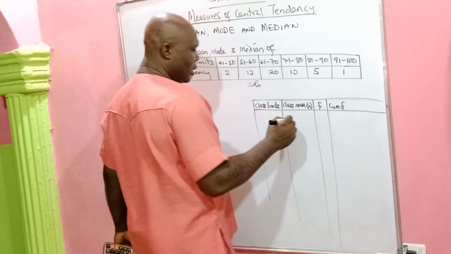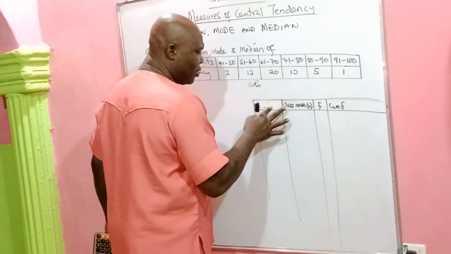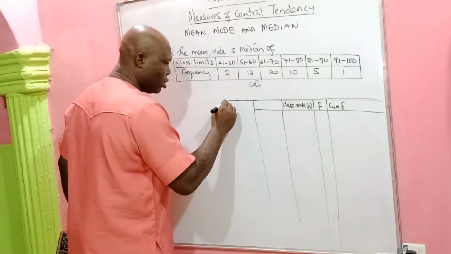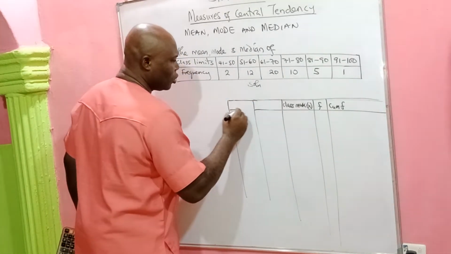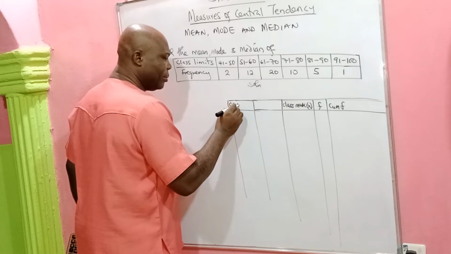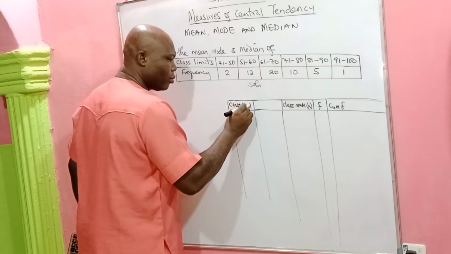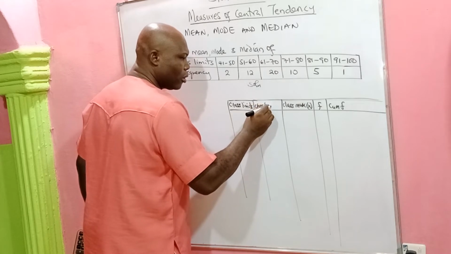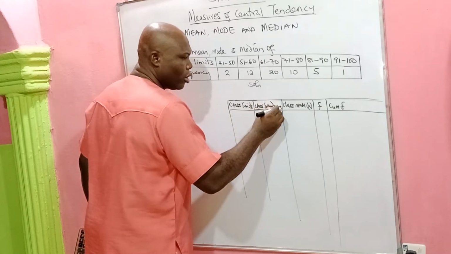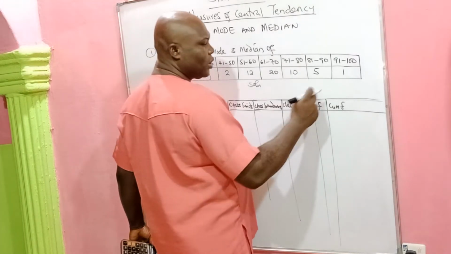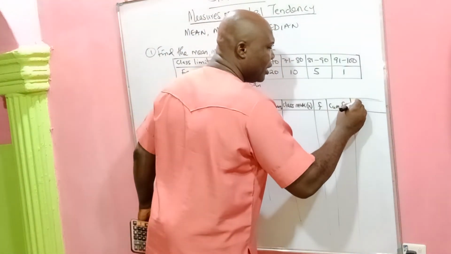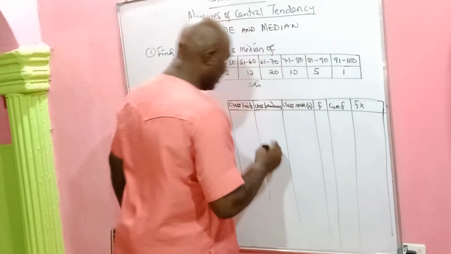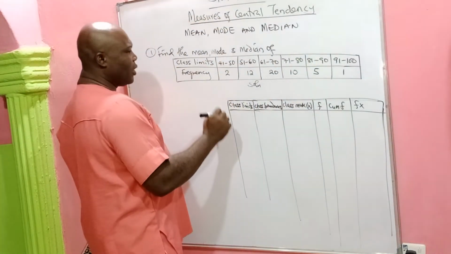Alright, and then I think we also need the class boundaries. So we need also the class boundaries. We need class limits. We need our class boundaries. Class boundaries, class mark, frequency, cumulative frequency, and finally we need our frequency times x. That's all we need. Alright, so class limits we have 41 to 50.